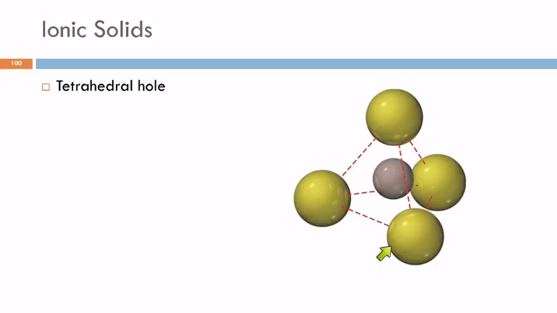So you have this repeating pattern of the sulfide ions in that face-centered cubic structure, and then there are holes, these tetrahedral holes. Only half of them have zinc ions in them.